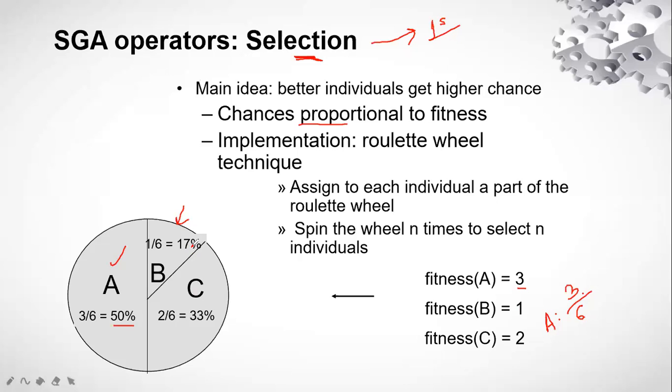Now you can see 33 plus 17 plus 50 is a total of 100%. Whichever has the lesser area coverage will have the lesser probability of the spinner stopping at the pointer, right? Because it is covering only this much area, it will have the least probability. A will have the maximum probability because it covers 50% of the area. Let's say if the wheel stops at this particular point, then A would have been selected. We are going to spin the wheel n number of times to select n individuals, right?